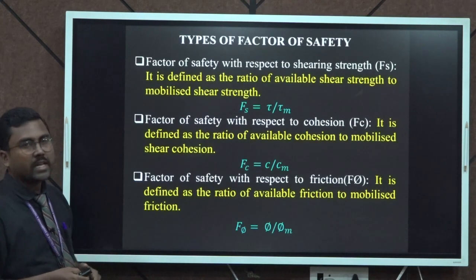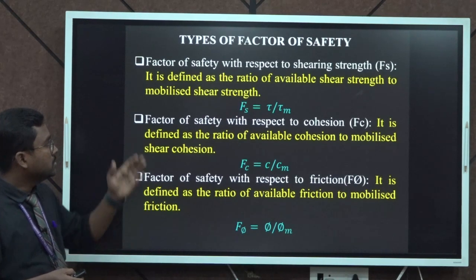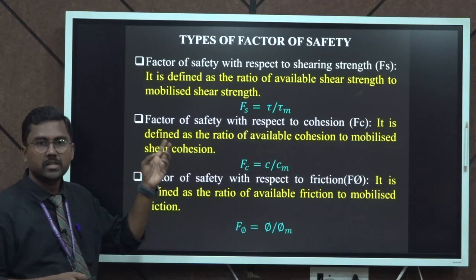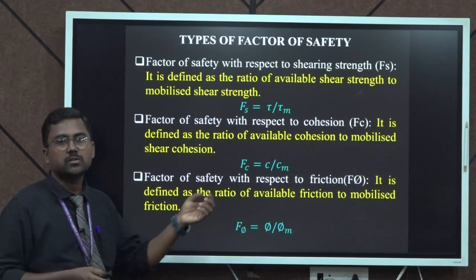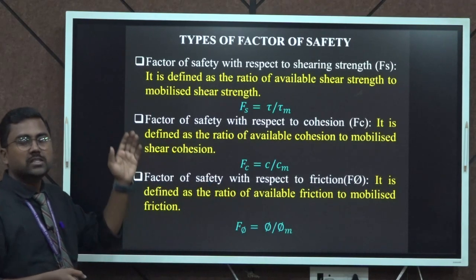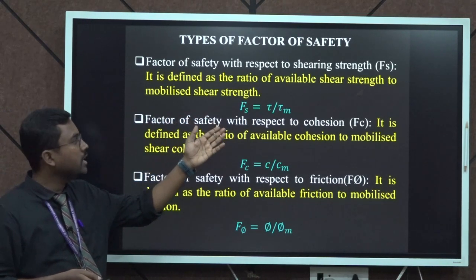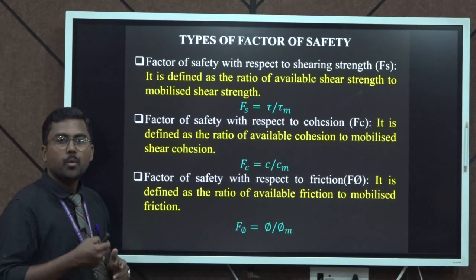And these are the types of factor of safety: the factor of safety with respect to shear strength, factor of safety with respect to cohesion, and factor of safety with respect to friction. The factor of safety with respect to shear strength is the ratio between the available shear strength and the mobilized shear strength.